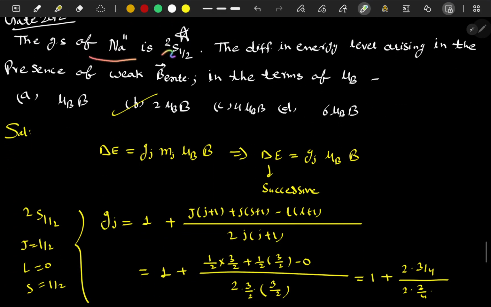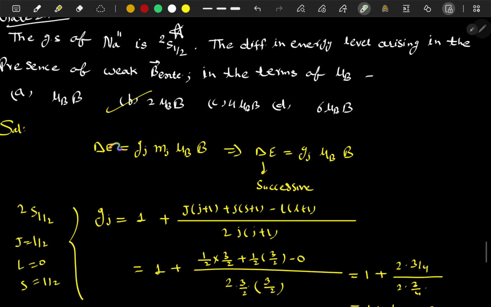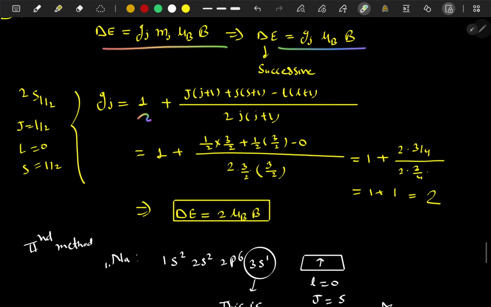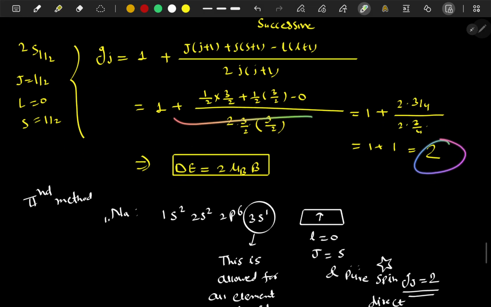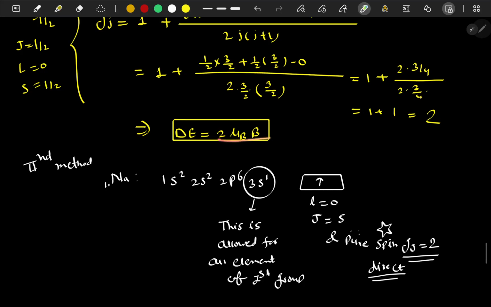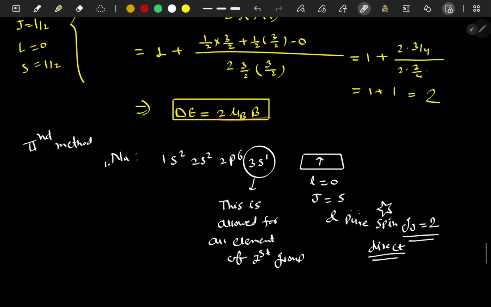Now the ground state of sodium 11 is 2S1 by 2. We know the reference energy levels arising in the presence of a weak external magnetic field. So what does weak mean? Anomalous. Just put this. So calculate Gj. Gj equals 1 plus [J(J+1) + S(S+1) - L(L+1)] by 2J(J+1), where S is half, L equals 0, J equals 1 by 2. Just put it here. Calculate Gj.